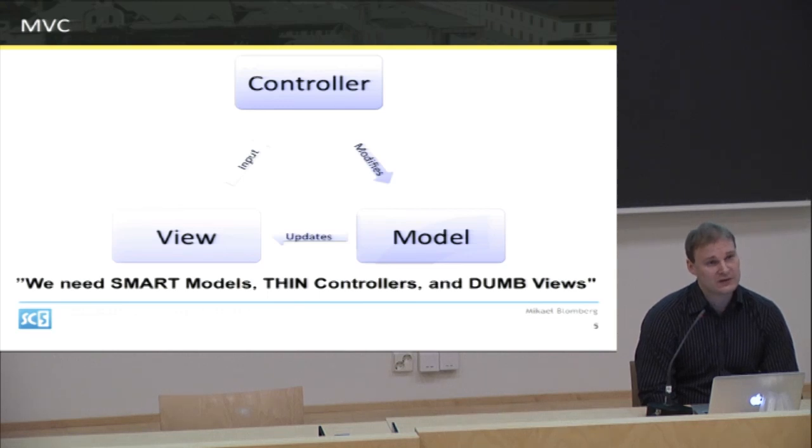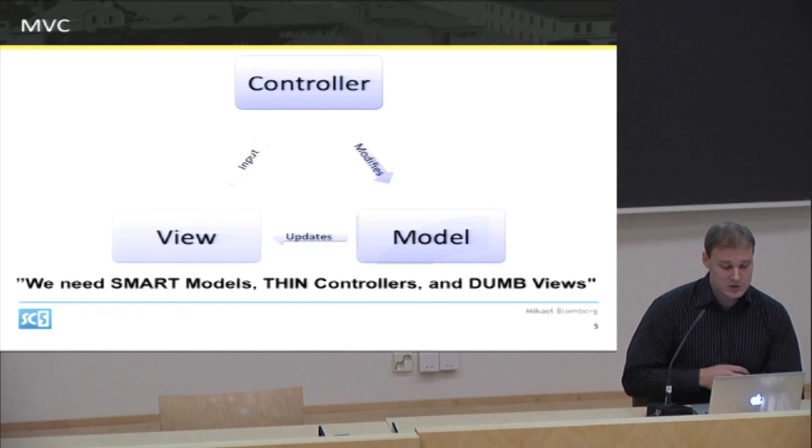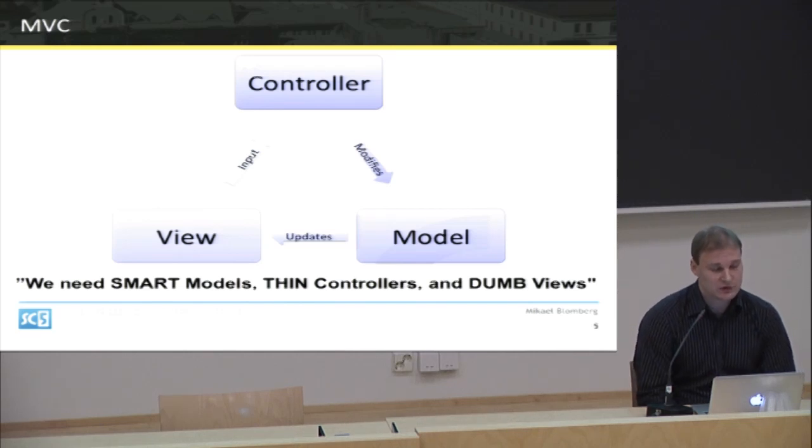We need to put everything related to that data somewhere, and that's the model. And when it changes, we update the view. The view is the presentation layer, so everything that is in the model and we want the user to see, we put in the view. Then when the user interacts with your system, it gives input, and that input goes to the controller, which contains the logic for how you modify or alter the view. So what we need is smart models, thin controllers, and dumb views.